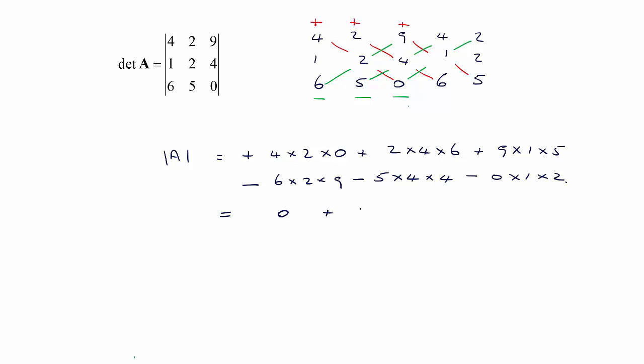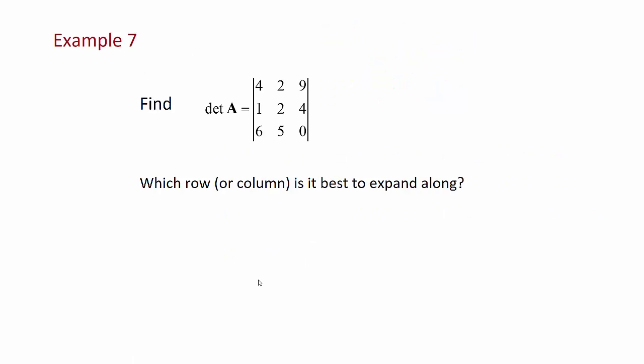That's equal to 0 plus 48 plus 45 minus 108 minus 80, 5 by 4 by 4 minus 0, and that's equal to minus 95. We can also find the determinant using the Laplace expansion, and then we can think about which column or row it's best to expand along, taking advantage of any zeros that might be present.